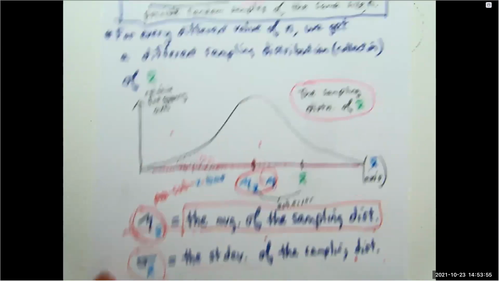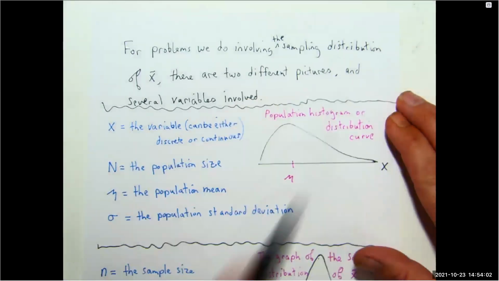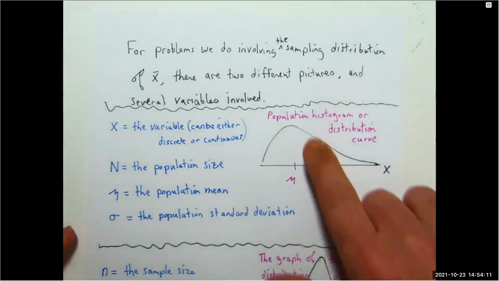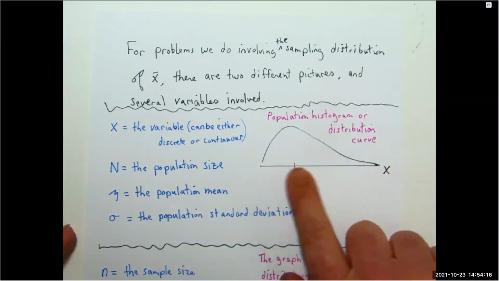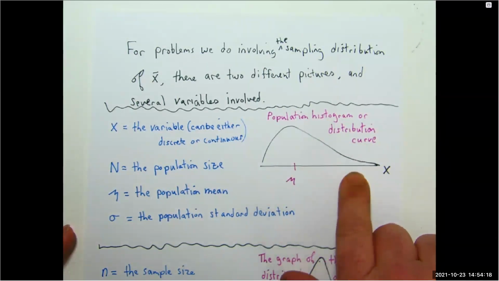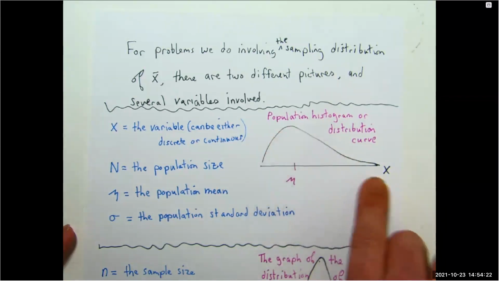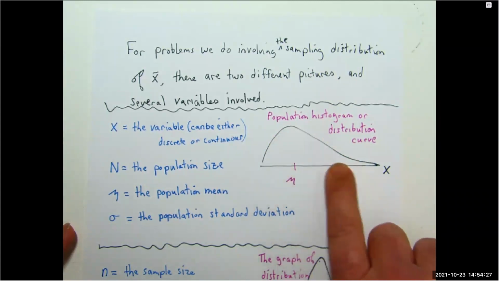And you're going to see this shortly. For problems that we do involving the sampling distribution of X bar, there's usually two different pictures and several variables involved. So I want you to take a look at the picture. The first picture is a population histogram or distribution curve. This could also just be a dot plot of the population. Now here in my picture, I drew a variable X that is skewed to the right. There's a tail on the right, so it's skewed right.